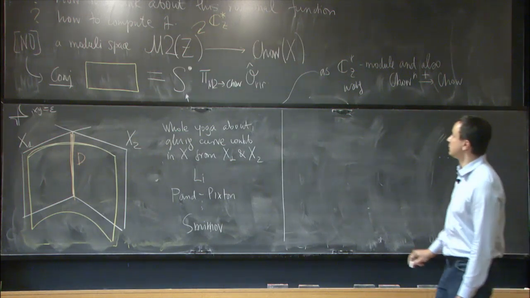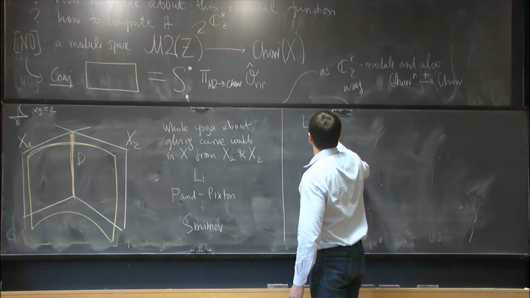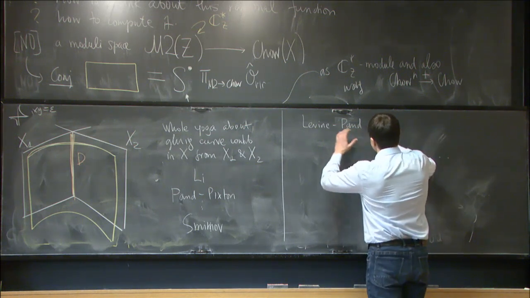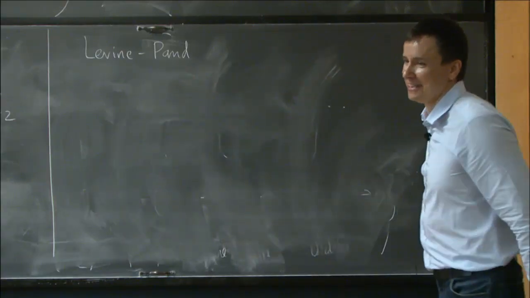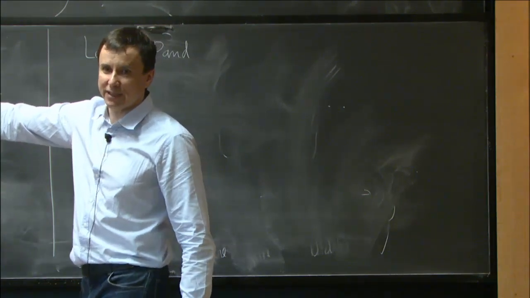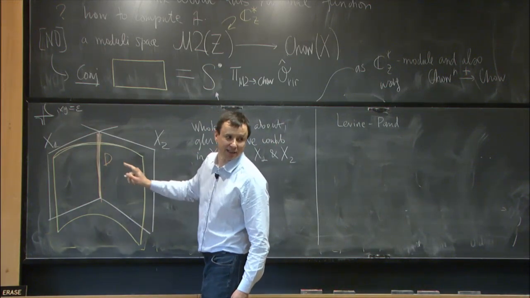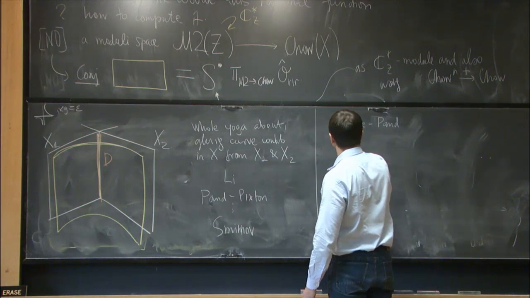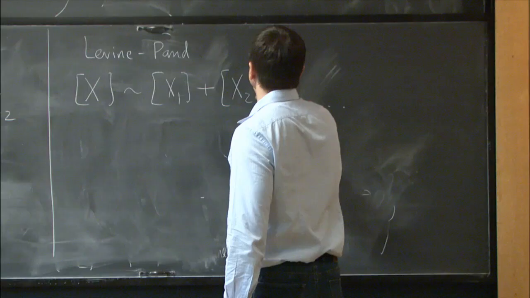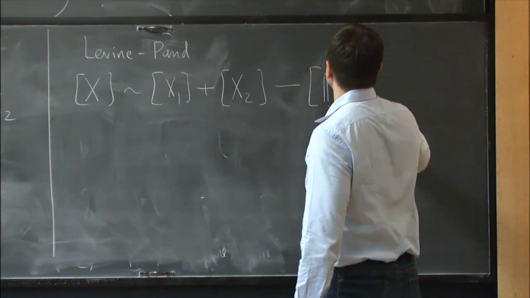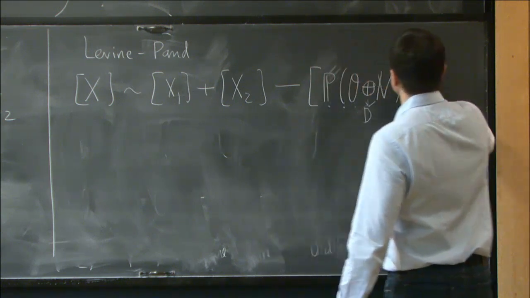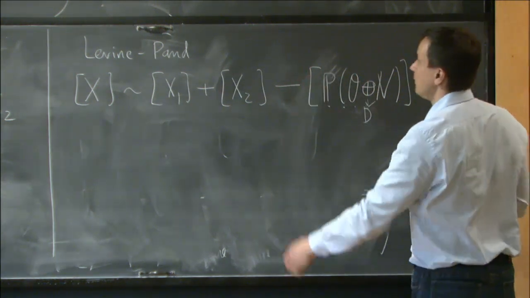And the second piece of good news is the theorem of, again, Levine and Pandey-Pandey. But may I be forgiven for not writing the name of my dearest friend in full. They proved the following fact. They proved that if in the free abelian group generated by varieties X, I pass through the following equivalence relation, that X is equivalent to X1 plus X2 minus the projectivization of O plus the normal bundle over the divisor. It doesn't matter, you take the normal bundle in either of them, it's the same thing.